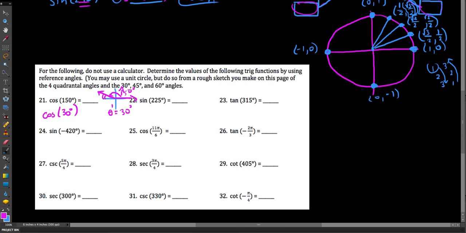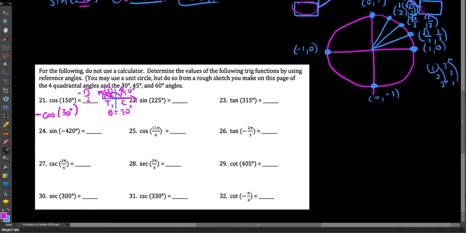I'm in the second quadrant, and if I put in my mnemonic here, all students take calculus, I notice that I'm finding cosine in the second quadrant, and the only thing that's positive in the second quadrant is sine. So I better put a negative out in front here. And then last but not least, we say, well, what's our cosine of 30? We can just go over to our unit circle over here and say, our cosine at 30, this is our x value right here, so root 3 over 2. Our answer is going to be negative root 3 over 2.